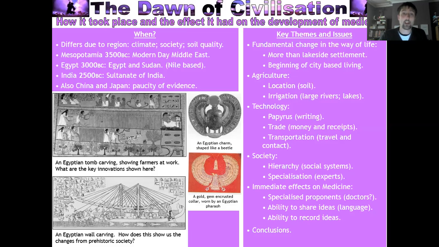The other thing is, how do you take that cargo from one place to the next? And we talk about transportation, we talk about travel and contact. And here you have the Egyptian wall carving. How does this show us changes from prehistoric society? If you're doing this right, of course, you'll pause the video and have some ideas, jot some down, and then see if you're right.